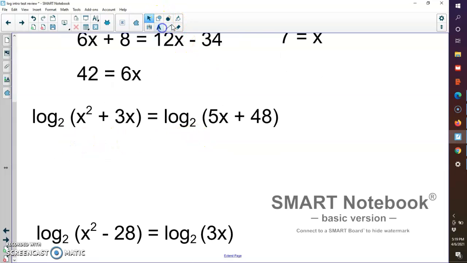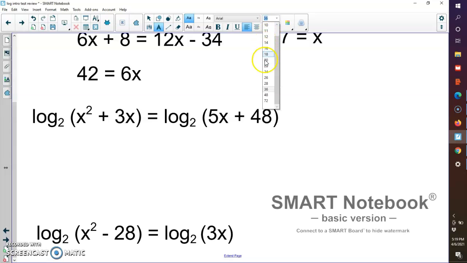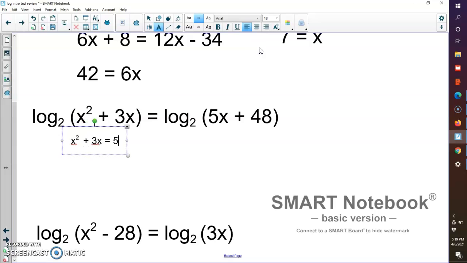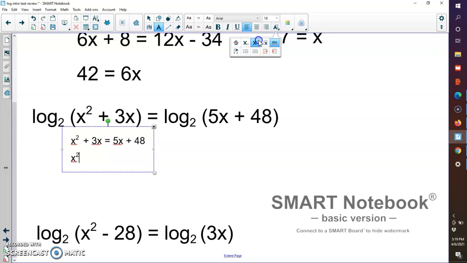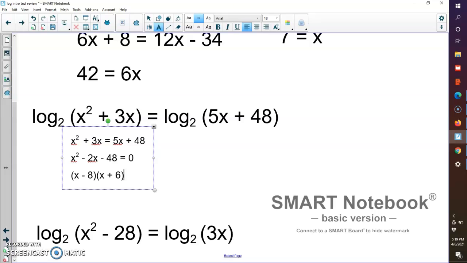Here, we're going to try and make the writing a little smaller so I can fit everything now. All right, so here we have x squared because we have the same subscript there, plus 3x equals 5x plus 48. Whenever we have an x squared and we can't eliminate it, and we have an x and we can't completely eliminate it, get everything to one side and you factor. So when I factor this, I get x minus 8, x plus 6.